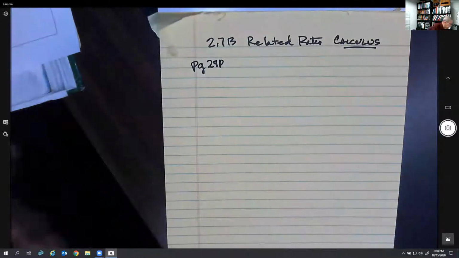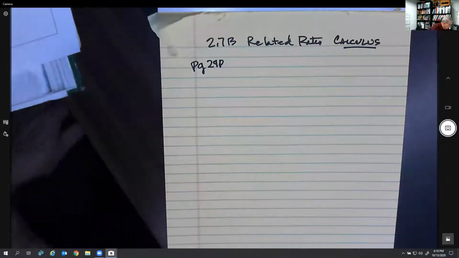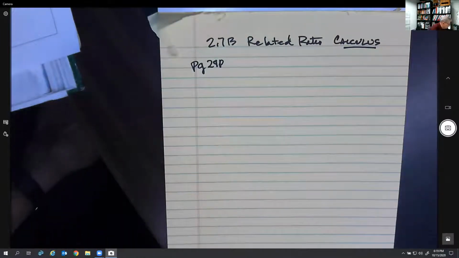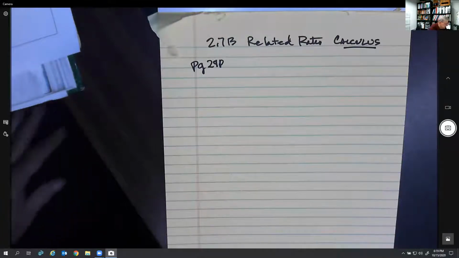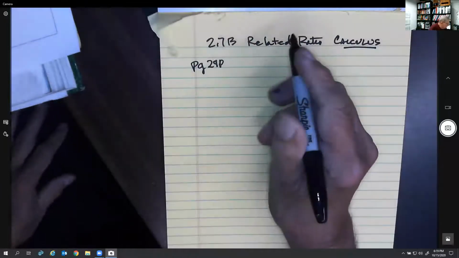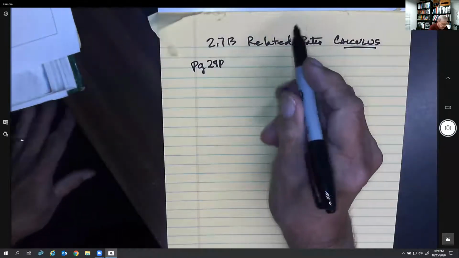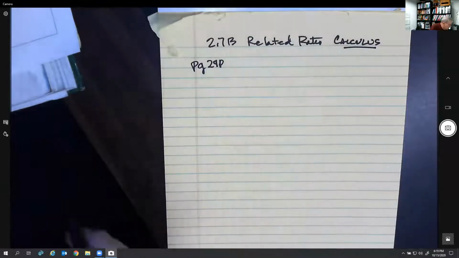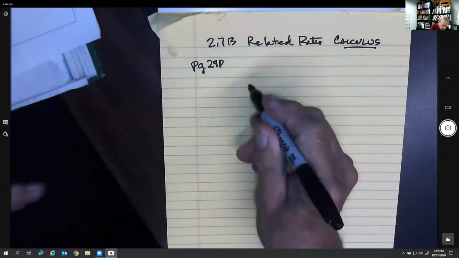It says a restaurant supplier serves the restaurants in a circular area in such a way that the radius is increasing at 2 miles per year. At the moment when the radius equals 5 miles, at that moment, how fast is the area increasing? So let's take a look at this picture.